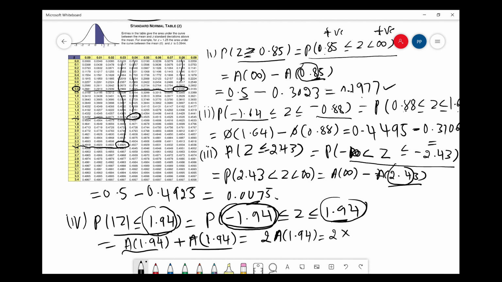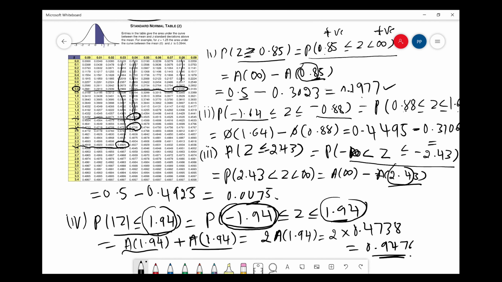Now 2 into A of 1.94. We get from the table 1.9, then 4. So A of 1.94 is 0.4738. If you multiply, you get the value as 0.9476. That's how you can find the value.